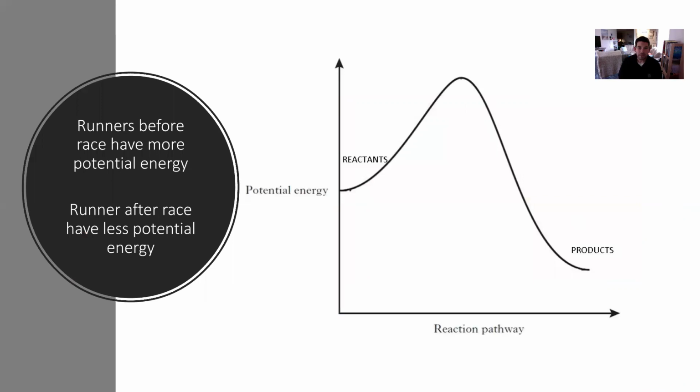So if we think about the diagram, the runners before the race have more potential than the runners after the race, right? So the runners before the race, they have the potential. They do the race, all right? Now they're really tired. They're laying on the ground. They don't have as much potential energy anymore because they did that race, all right? So that's what's going on.